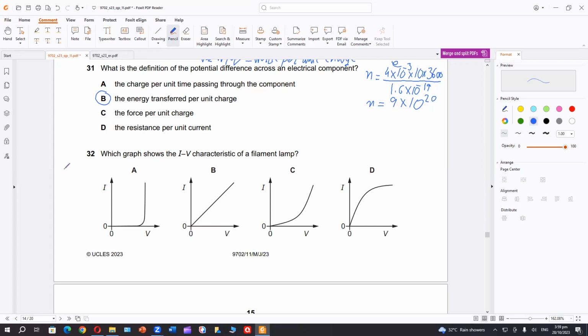Which graph shows the IV characteristics of a filament lamp? Now, this is again a memory. Filament lamp: resistance increases, the graph bends towards the V axis, the voltage axis. Graph bends towards voltage axis. So 32. It's a memory actually. So it will be D.